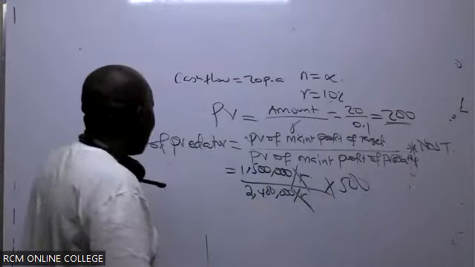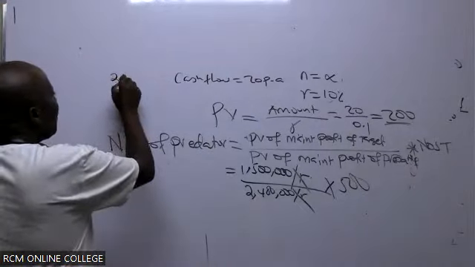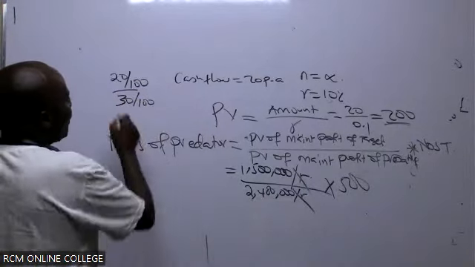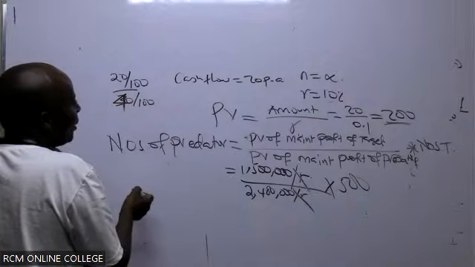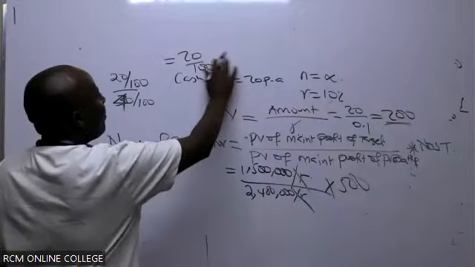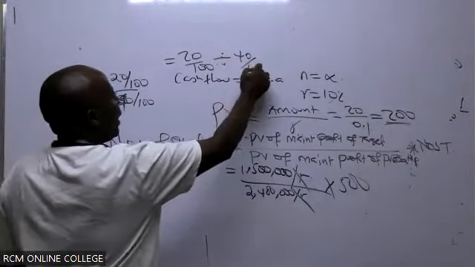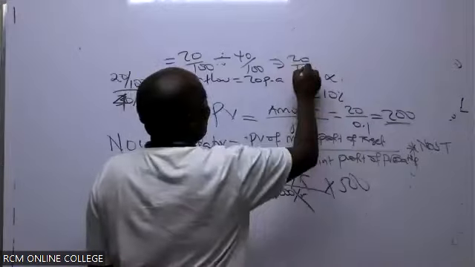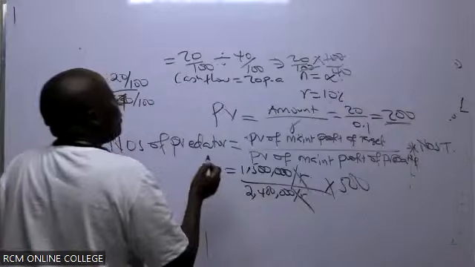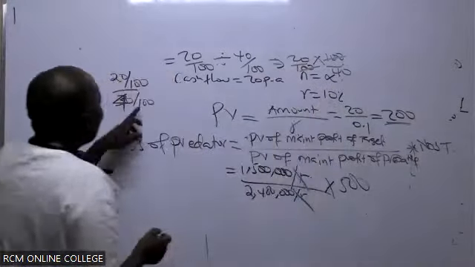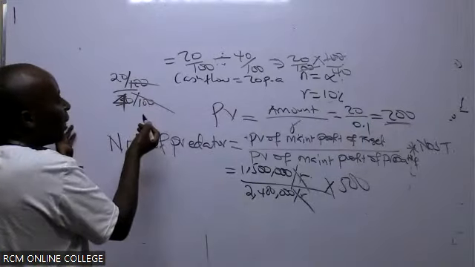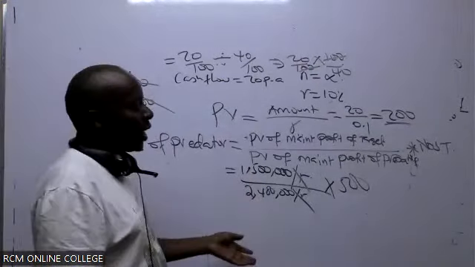Just like this, please listen here. If you're given 20 over 100 divided by 40 over 100, trust you me, this will be the same as saying 20 over 100 times 100 over 40. So if you can see, at the end of the day we're getting 20 over 40. If these denominators are the same, we always cancel them directly. So we shall cancel this R and this R.